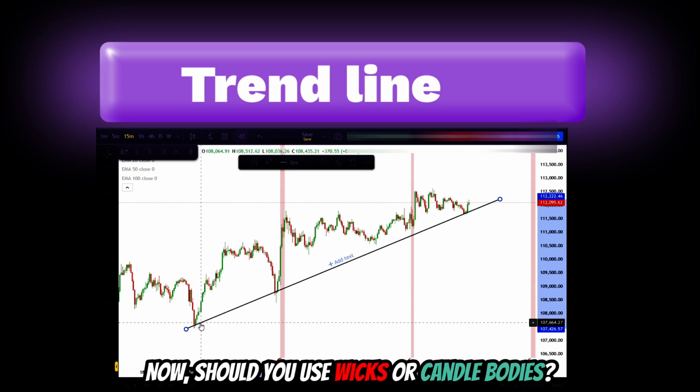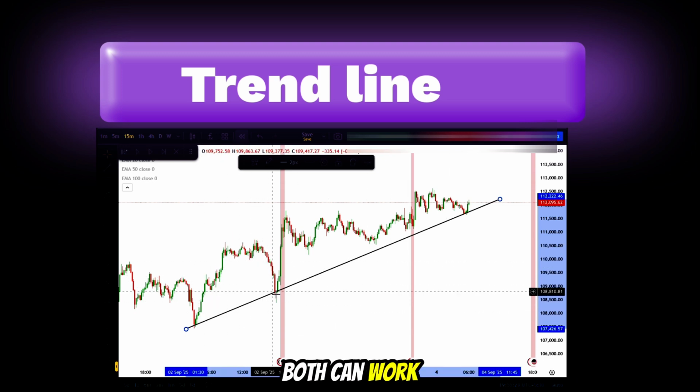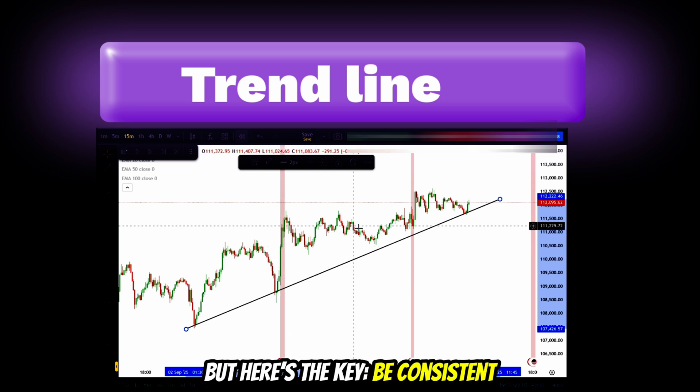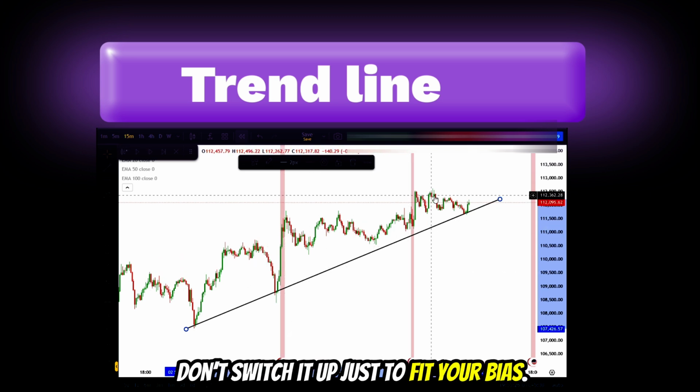Now, should you use wicks or candle bodies? Both can work. But here's the key. Be consistent. Don't switch it up just to fit your bias.